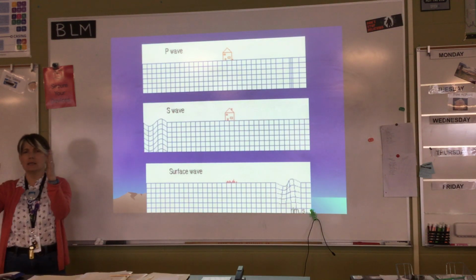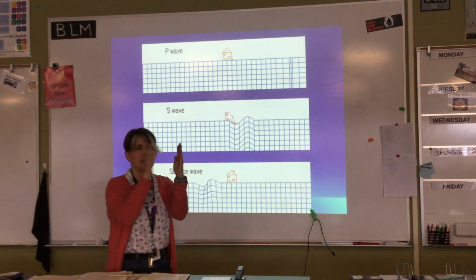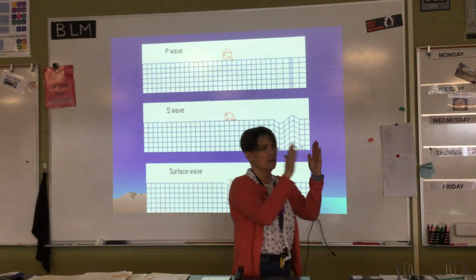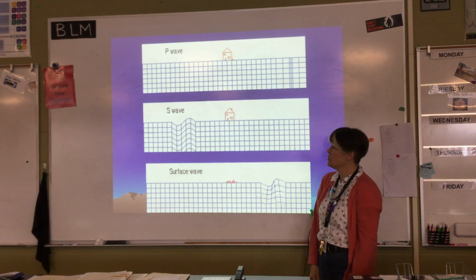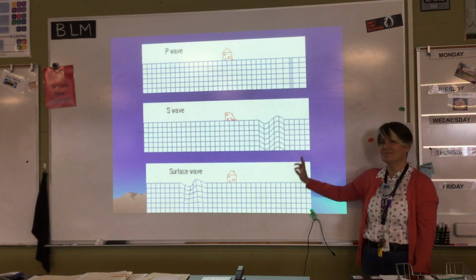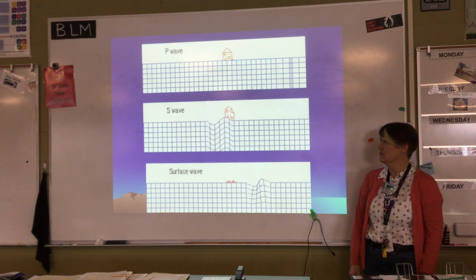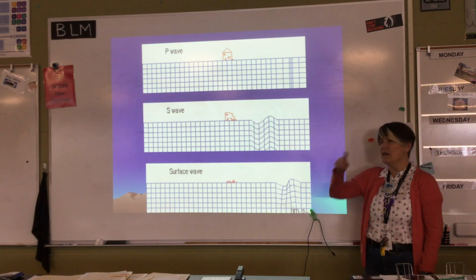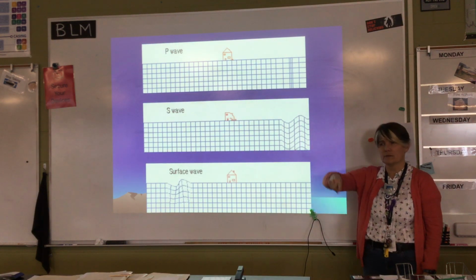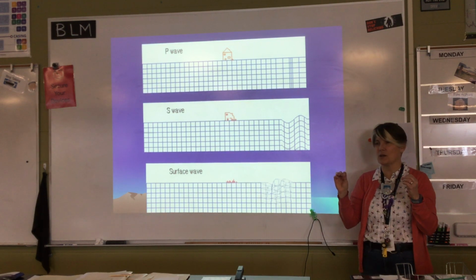Which waves go like this? The P waves are longitudinal waves. That's a longitudinal wave. And then which ones are transverse waves? S wave and surface wave. The S wave and the surface wave are both transverse waves, meaning they have a crest and a trough. Crest and trough. Does that sound like words you might have remembered from way back when? Crests and troughs?